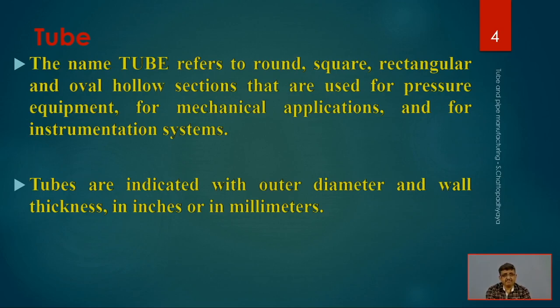For pressure equipment, for mechanical applications and for instrumentation systems, there are many biomedical instrumentation cases where tubes are required, like different devices such as the heart lung machine, in order to deal with the supply of those fluids at critical pressure and under stringent conditions. Tubes are very much required. So tubes are indicated mainly with outer diameter and wall thickness in inches or millimeters, and in some cases inner diameters, the burst pressures and the material, but mainly outer diameter and wall thickness.